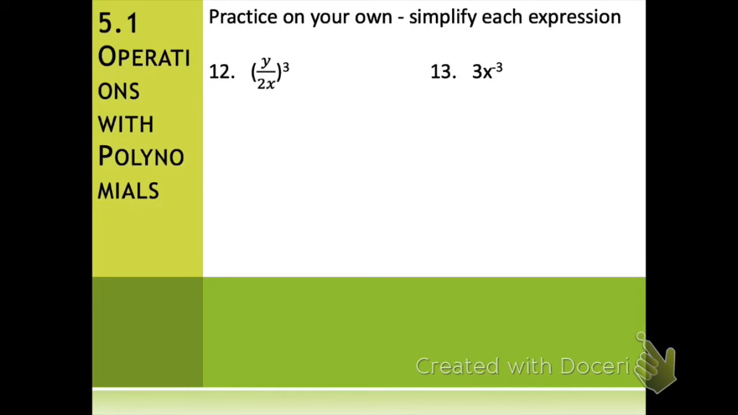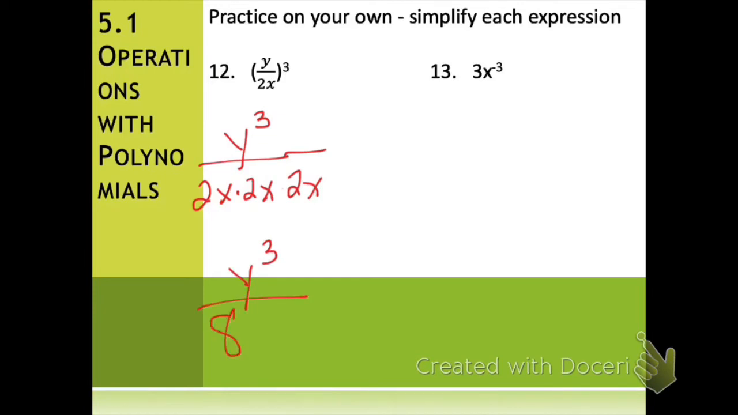All right, 12 and 13, try these two in your notebook on your own. All right, so I'm just going to apply this 3 to both things. Now, I'm going to do a little expanding on number 12. So I'm going to have y cubed on top, but the bottom is 2x times 2x times 2x. There's 3 of them down there. So that's going to be y cubed divided by 8x cubed. There's my final answer. So I took that one, I did a little expanding.